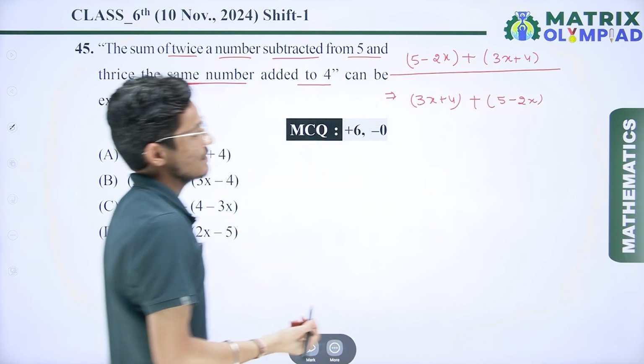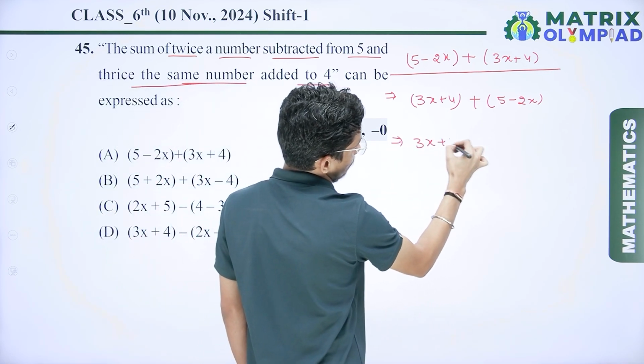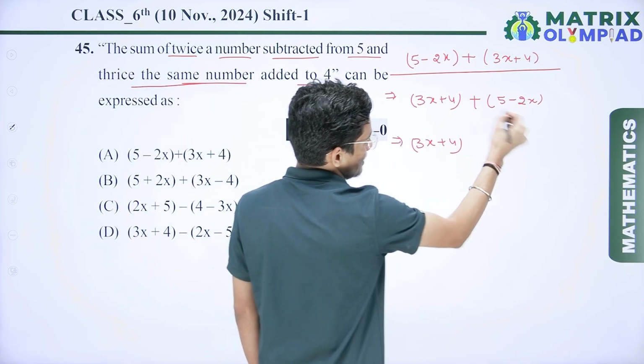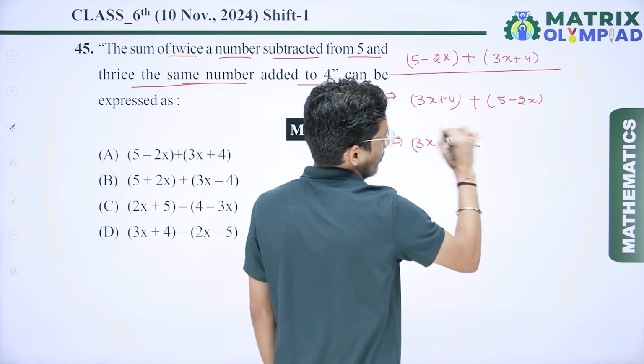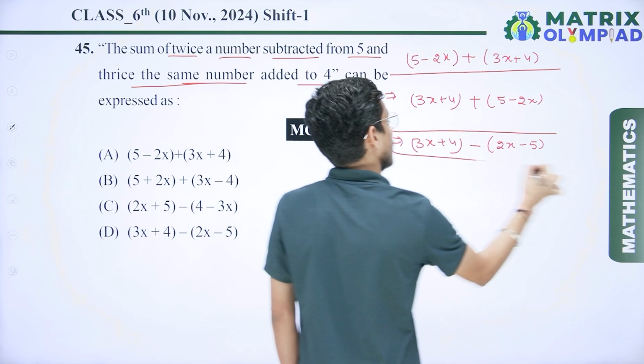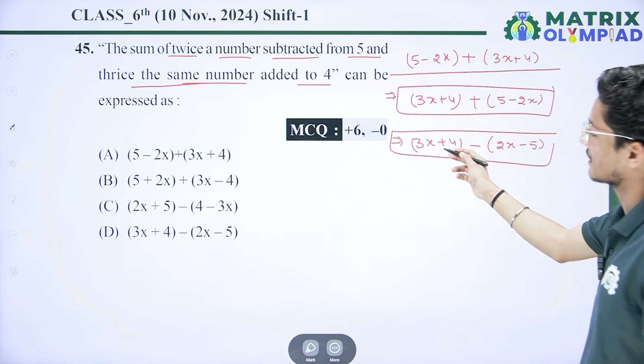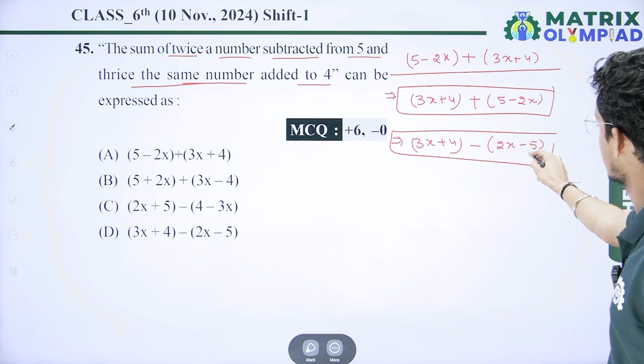Another condition here we have been given, that I can write here as 3x plus 4. If I take a minus common here, I get 2x minus 5. So here we have two conditions: 3x plus 4 plus 5 minus 2x, and again 3x plus 4 minus bracket 2x minus 5.